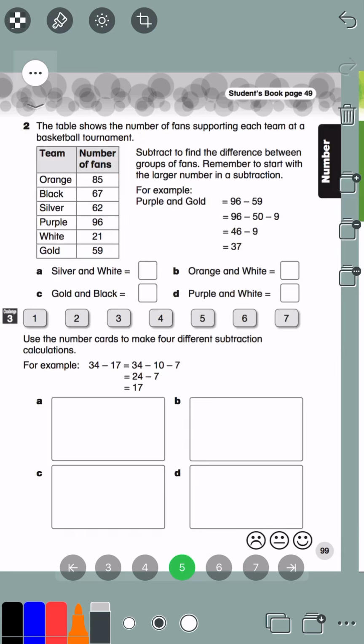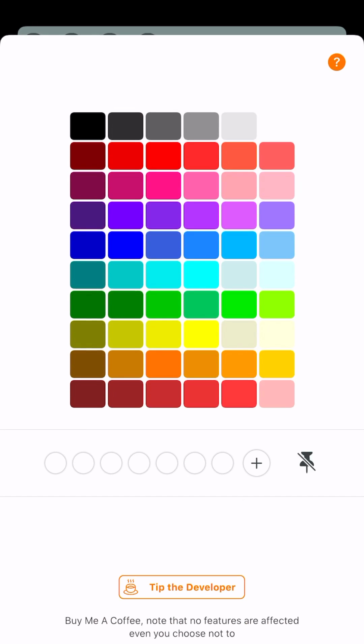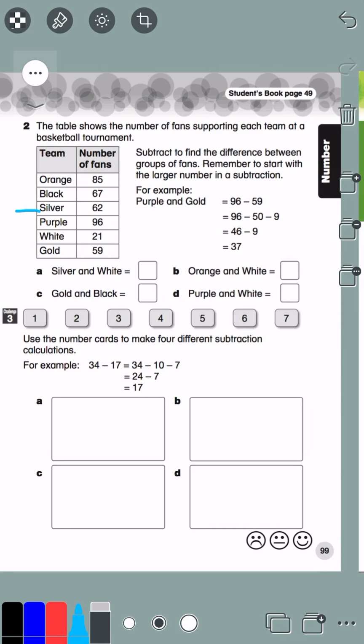What is the difference between the silver and the white? Here is the silver and here is the white. In this case, we don't need to partition because 62 minus 21, we can subtract the ones from the ones and the tens from the tens. 2 minus 1 equals 1. 6 minus 2 equals 4. The answer is 41.